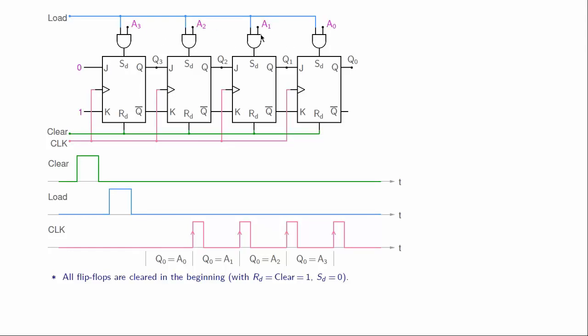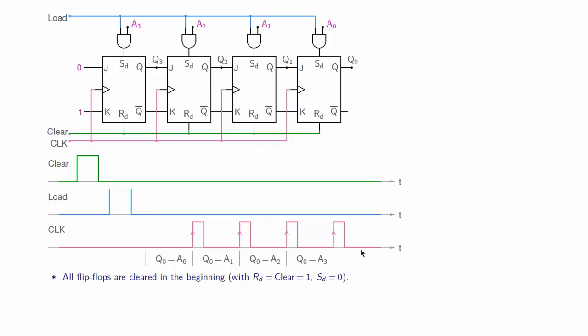And A3, A2, A1, A0 represents a binary number, and what we are going to do is to load this binary number into these flip-flops to begin with. These are the signals being applied. A single pulse here for the clear signal, single pulse for the load signal, and this clock signal has been derived from a free running clock and some logic. So the first pulse starts here and there are a total of 4 clock pulses.